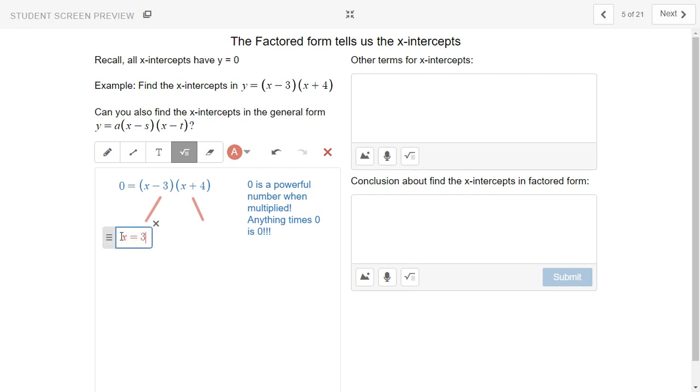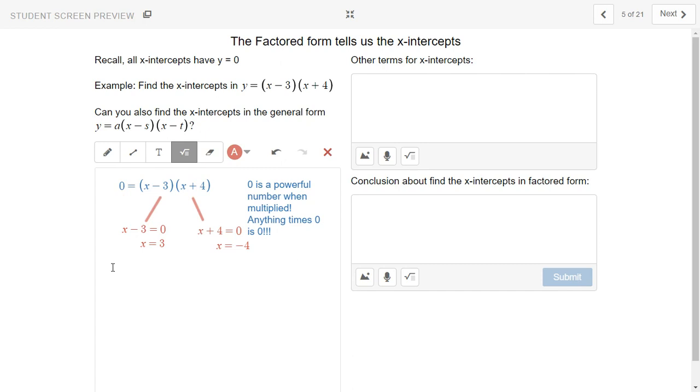So I have x minus 3 is equal to 0. And when I solve, I have x is equal to positive 3. Our second bracket, x plus 4 is equal to 0. When I rearrange, x is equal to negative 4. And we have our two solutions. We've got two answers for how this works.